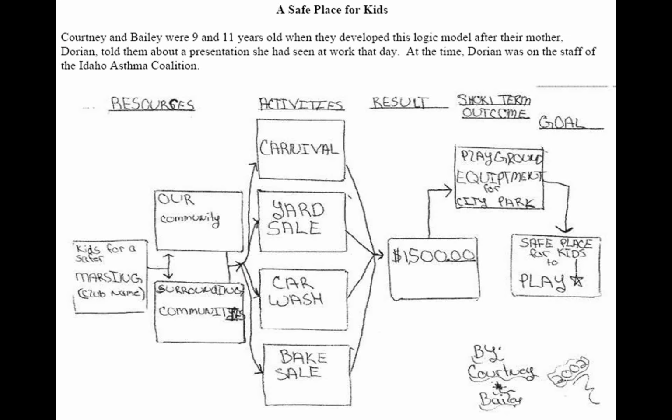This is a logic model that's created by a 9 and 11-year-old, which I think is really cool. It's talking about a safe place for kids. So in their community, they were going to have these activities, a carnival, a car wash. They were going to try to raise money for playground equipment to have a safe place for kids. So hopefully we're sitting here thinking, okay, maybe this is something we could do.